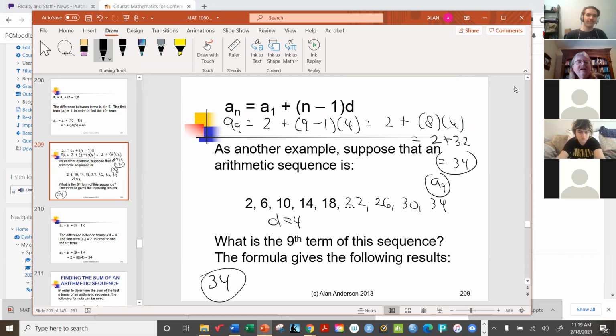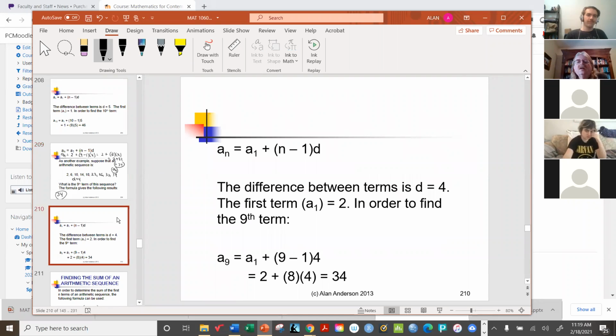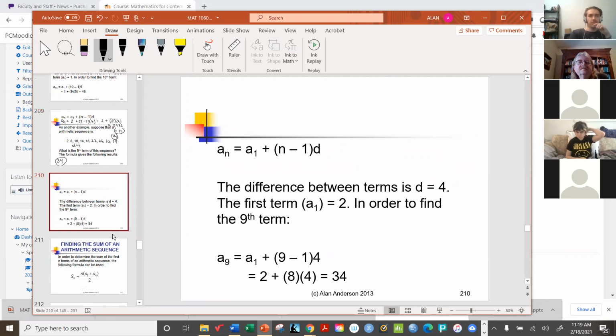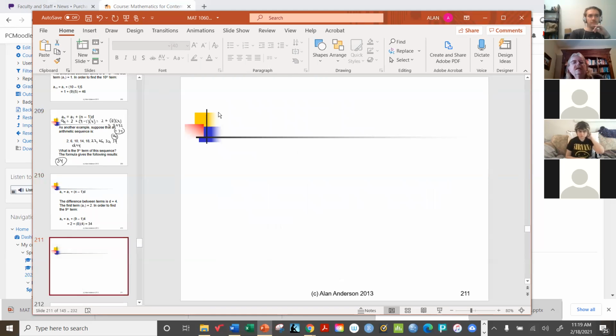Okay. Now, sometimes we don't just want to know what terms we find in these sequences. It may be important to figure out the sum of the first n terms. Let's say, for example, you had something like this. Suppose I just want to know, here's my sequence.